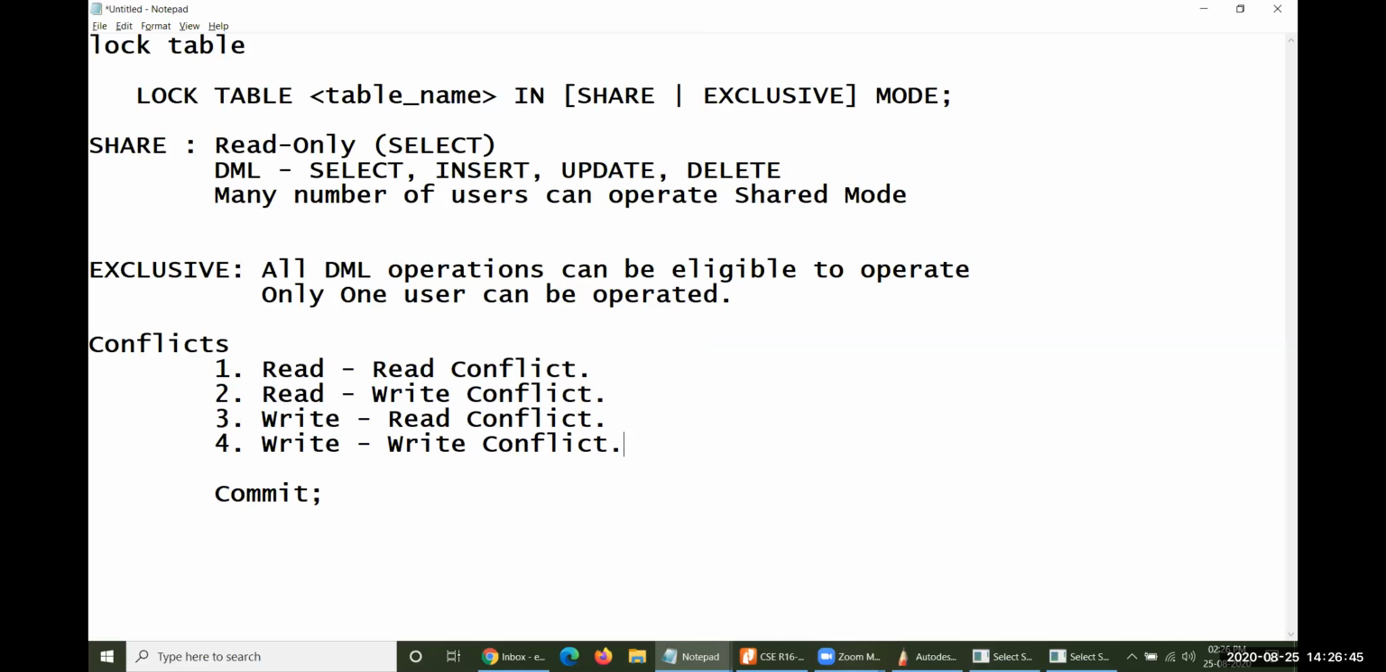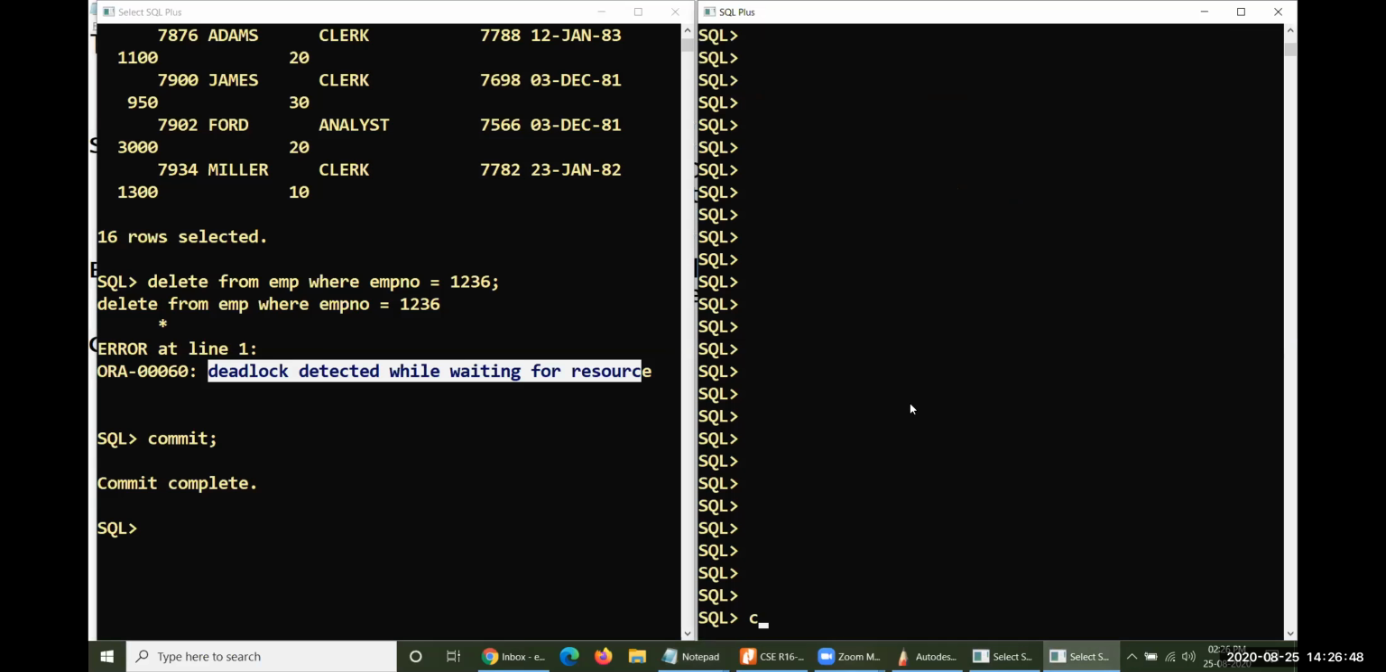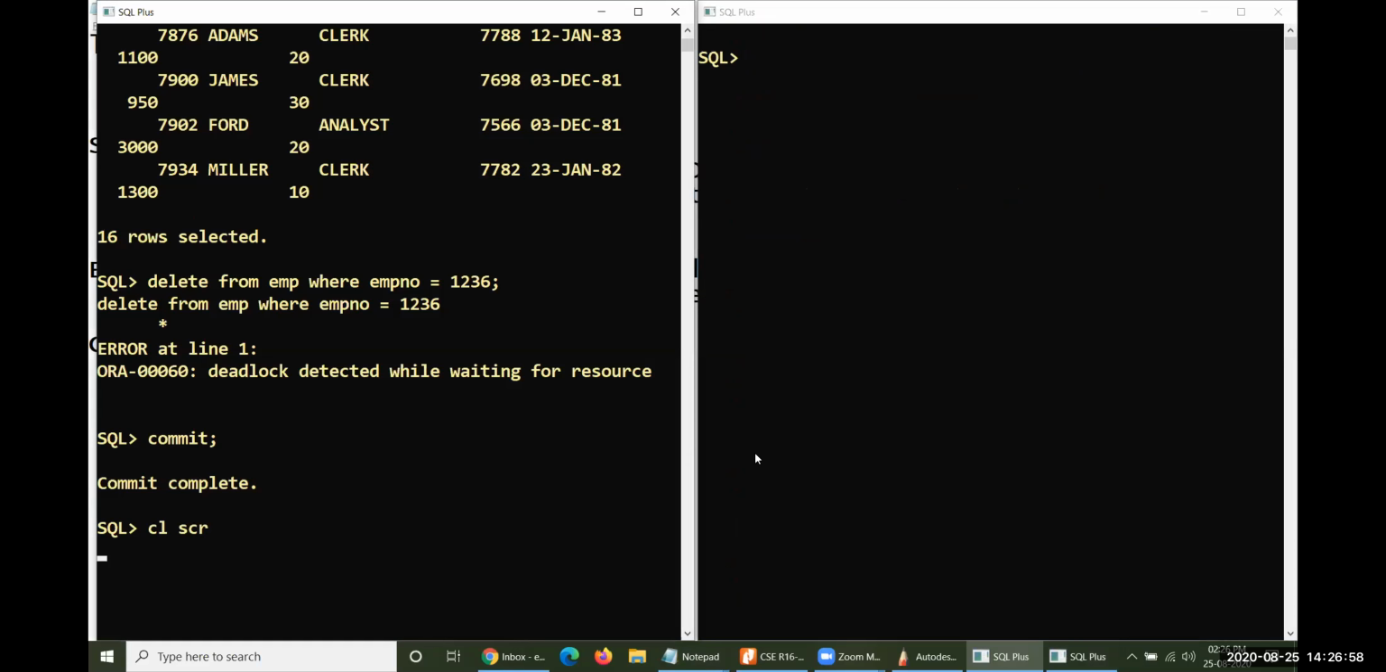Let me show you. Here also let me go ahead and operate. So commit here. Okay, everything has been committed. Let me clear everything here also. Now I am trying to operate share mode first. If you commit, locks will be released immediately. If you want to do the exercise one more time, you have to operate lock table one more time. Okay, lock table emp in share mode.